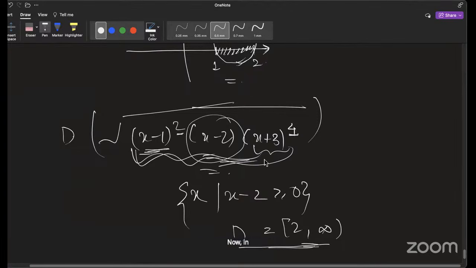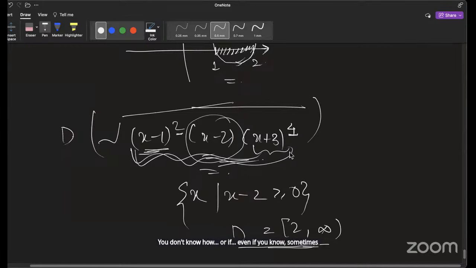Now in this one, you can't plot. You don't know how, or even if you know, sometimes you might not be able to plot things.